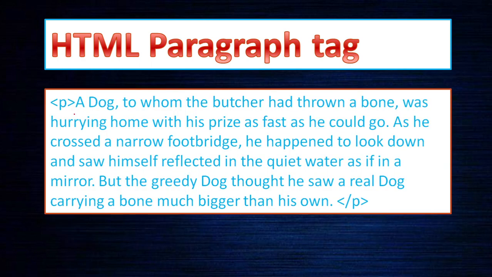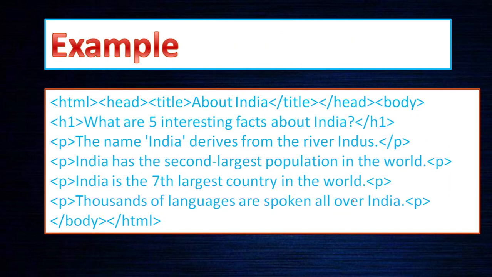So here is another paragraph. Please write this down also, or you can use any paragraphs. The paragraph starts in the beginning and ends once the paragraph is over. Now we can make an HTML file. So here is HTML, head, title, about India, close the title, close the head, body started here. There are 5 points here. What are 5 interesting facts about India? 1.